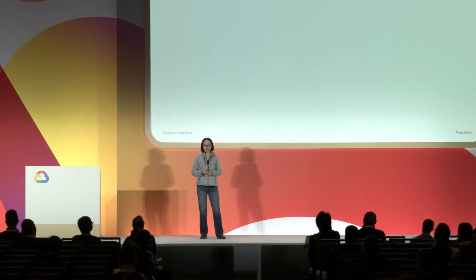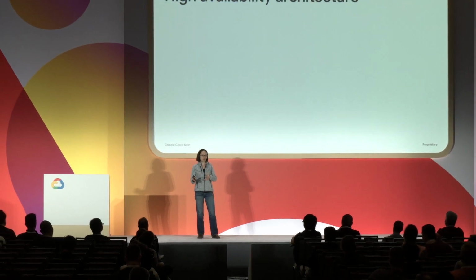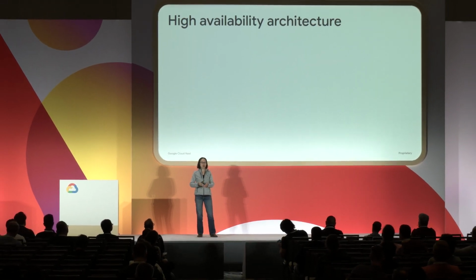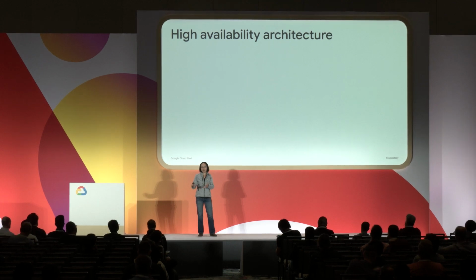All right, after you welcome a few users, you might start thinking about creating a highly available architecture. Now, Cloud Run is a regional service, so you get zonal replication and zonal failover out of the box. And that is good enough for a lot of apps. But some customers want more.